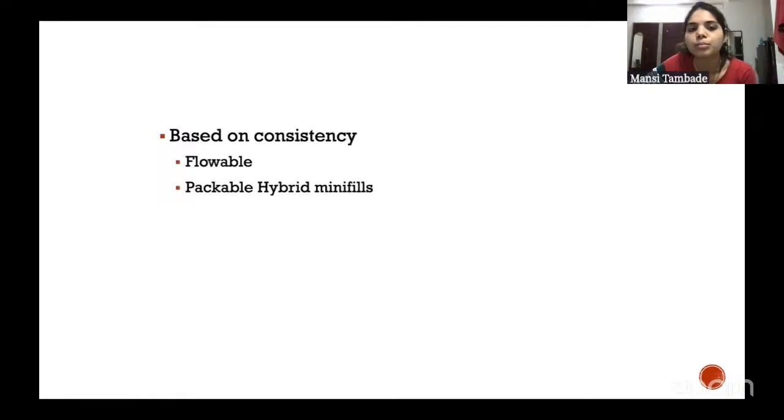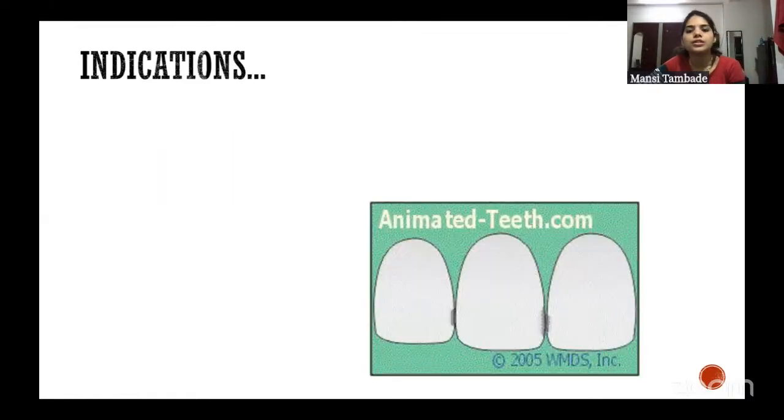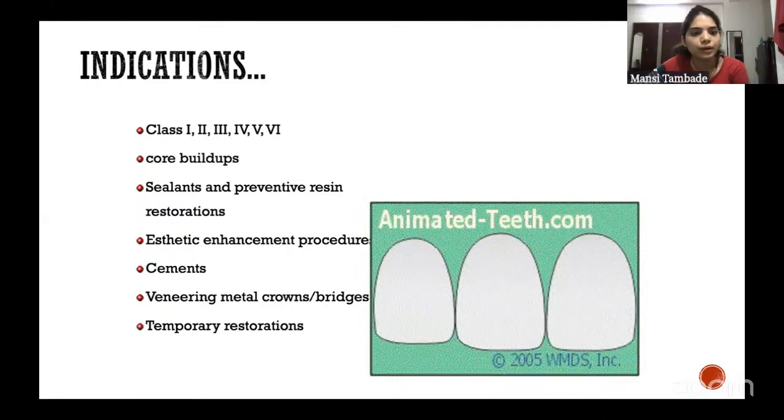Coming to the next, what is the consistency? Based on the matrix, composite based on BIS-GMA, that is, which type of monomer agent is present inside it. Based on that, the classification is given. The indications are in class 1, class 2, class 3, class 5, class 6 and class 4 also.